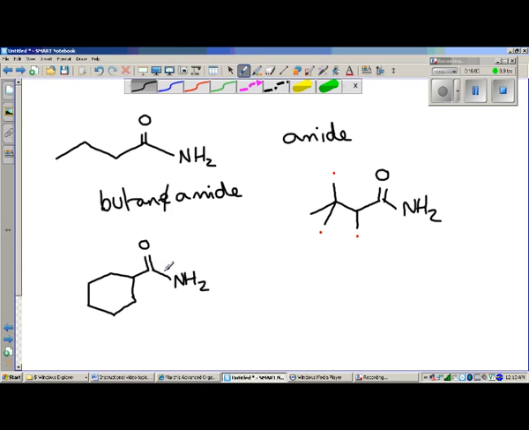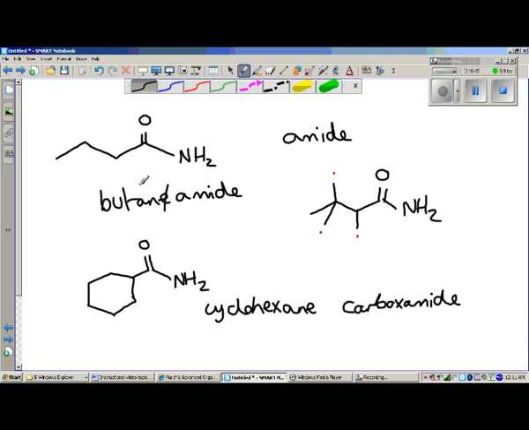All right. For aldehydes, if you remember, aldehydes coming off a ring, it was a carbaldehyde. For nitriles, it was carbonitrile. For carboxylic acids, it was just carboxylic acid. And for amides, it turns out that the suffix is carboxamide. Carboxamide. So in this case then, the name of this would simply be cyclohexanecarboxamide. All right? And that's essentially amides.